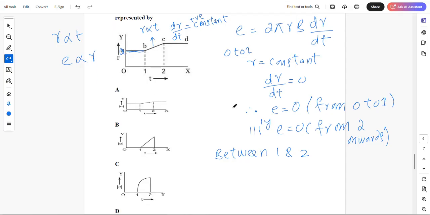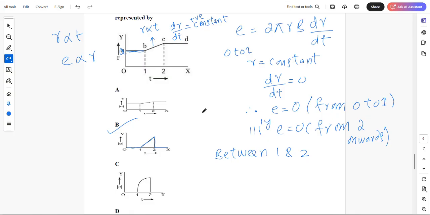Now we have to see the graph. Between 0 to 1, this is 0. Again, after 2, this is 0. Between 1 and 2, what is happening? The EMF induced is linearly increasing, and then it is 0 here. This is the right answer.